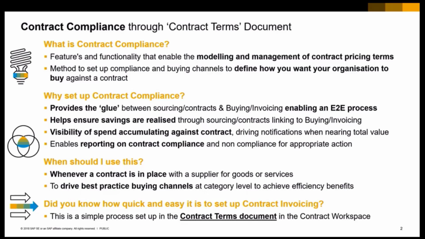So contract compliance in Ariba should be used whenever a contract's in place, whether it's a goods or services contract. There should be a method, an attribute that you can set up via the contract terms document to ensure that you're using the right buying channel for that category of contract. So that's a high-level description of contract compliance and the contract terms document in Ariba. Now we'll jump into Ariba and step through at a high level the different components of the contract terms document.